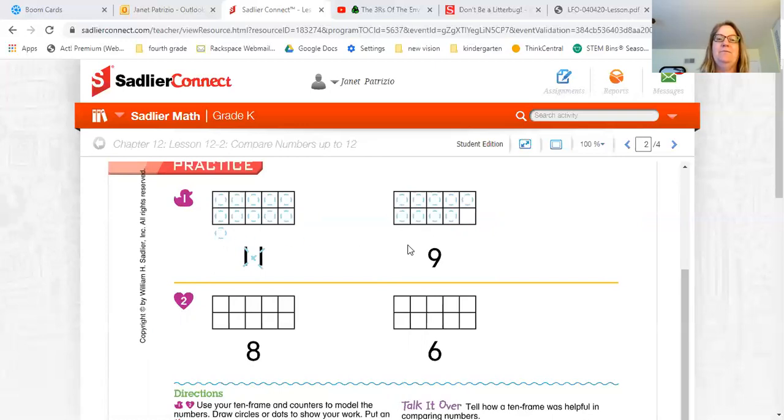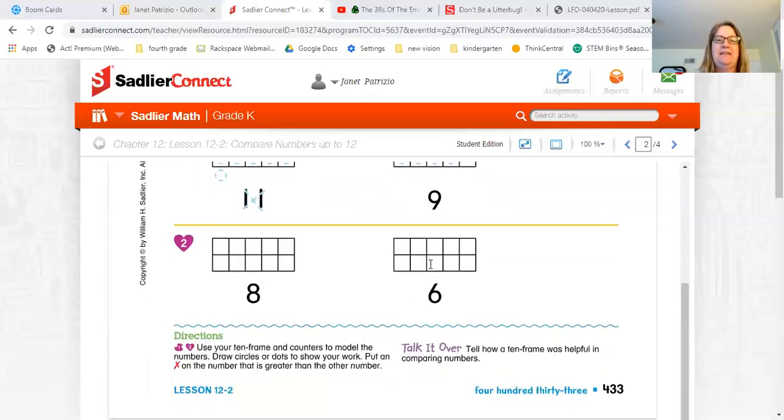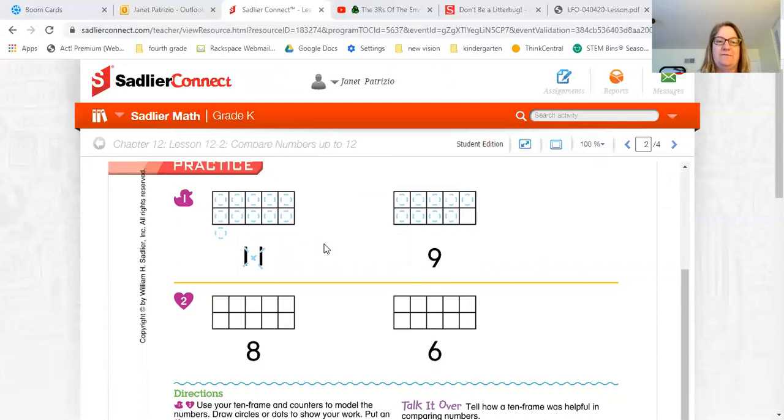And here, 9, they fill the top row with 5, then start down here at this box and continue until you get to the number 9. And then what you're doing is you're putting an X on the number that is greater. And in this case, 11 is greater than 9. So for heart 2, color your counters to represent 8. Draw your counters to represent the number 6, and then put an X on the number that is bigger.